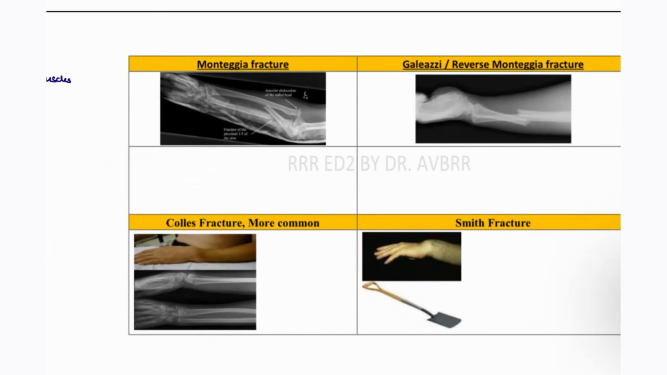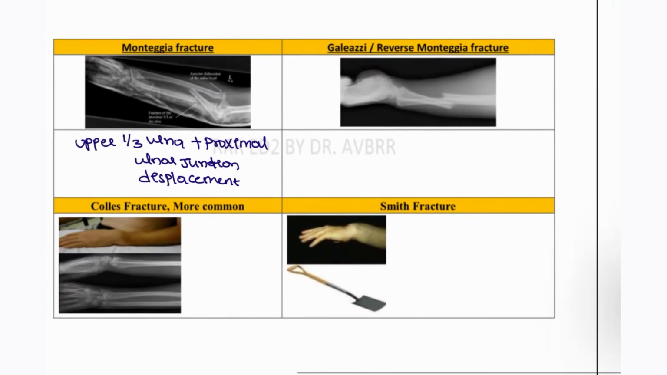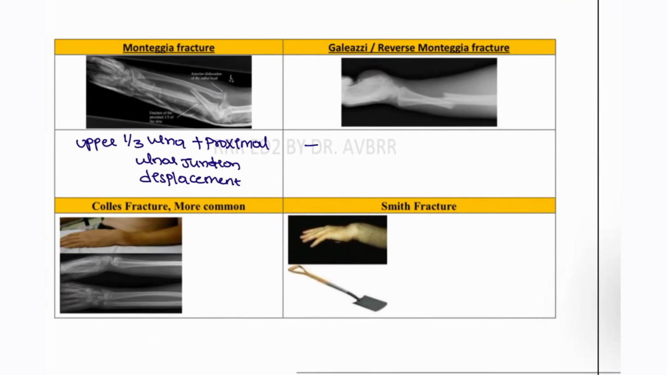Monteggia fracture is due to a fracture of the upper one third of the ulna, plus proximal radioulnar joint displacement, which will be seen in a patient with Monteggia fracture. And Galeazzi fracture is nothing but the reverse type. This has a fracture of the radius and distal displacement. Distal displacement will be seen.